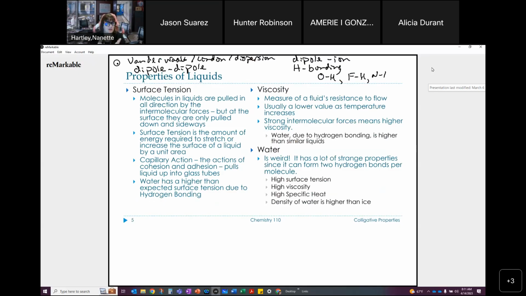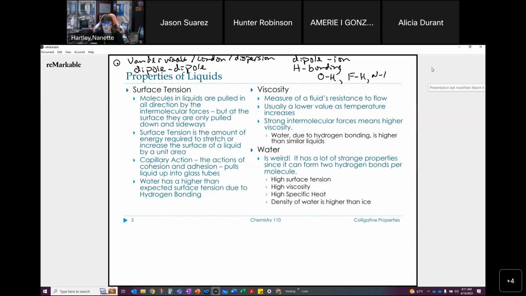One of the other things that we talk about in terms of our solutions is the viscosity. That's a measure of a fluid's resistance to flow. The way that most people encounter this is with materials that don't flow very well, like molasses. It is very difficult to get molasses to flow, and that's because it's a highly viscous material. Viscosity is usually a lower value as temperature increases. Generally speaking, as we increase the temperature, the viscosity goes down. Strong intermolecular forces mean higher viscosity.